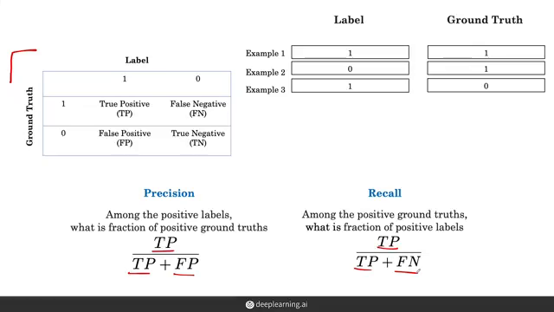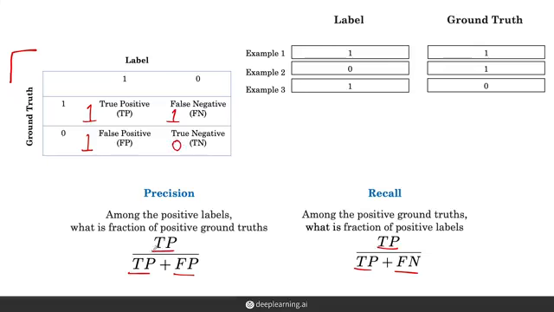We can compute these four values in the table to compute precision and recall. So let's start with true positives, where the ground truth and label are both 1. We see that there is one instance of that. Let's look at false negatives, where the ground truth is 1 and the label is 0, and we have one instance of that. Let's look at false positives, where the ground truth is 0 and the label is 1. We have one instance of that. And finally, true negatives, where the ground truth and label are both 0. We don't have any instances of that.